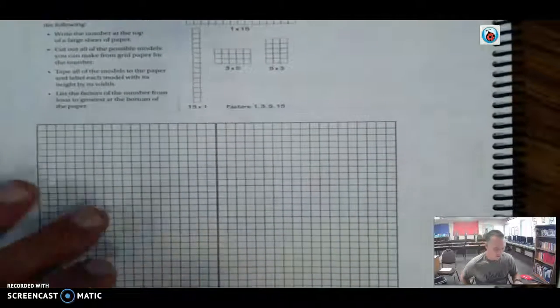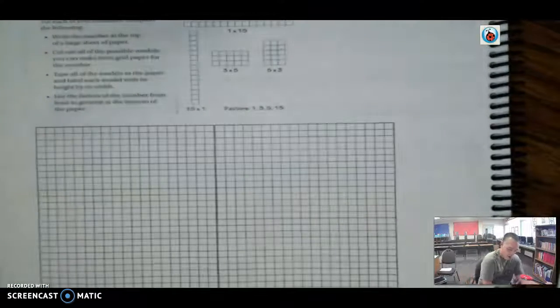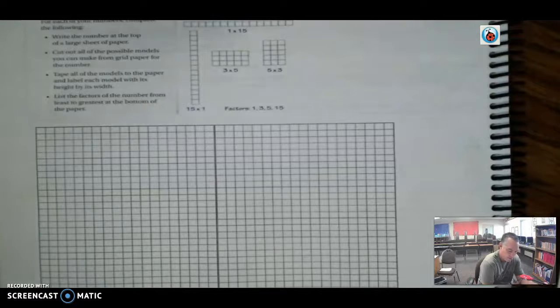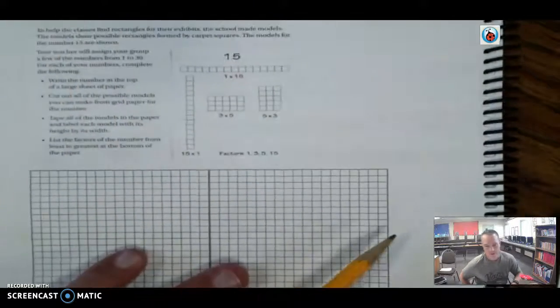We're not going to be able to do this. We're going to do it right here. Cut out all the models, and then tape all the models to the paper with each model with its height. List the factors and number from least to greatest at the bottom of the paper. So basically, they've done the number 15.